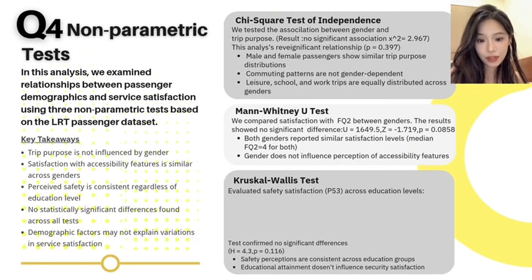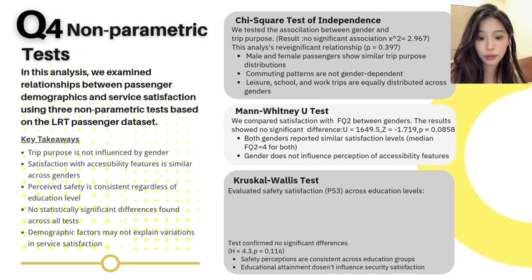For the chi-square test of independence, I studied gender and trip purpose because both are categorical variables. To understand usage patterns, the test examines whether these two variables are independent. My result shows chi-squared equals 2.9672 with p equals 0.397, which means I failed to reject the null hypothesis. This tells us male and female passengers have similar trip purpose patterns. Both groups use the service equally for school, work, and leisure trips.